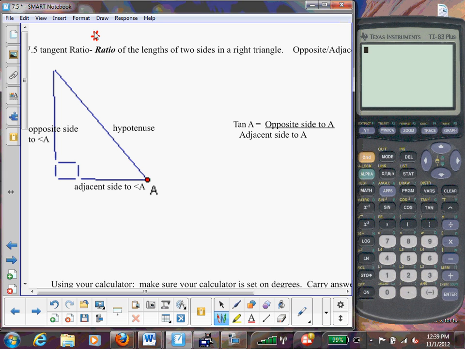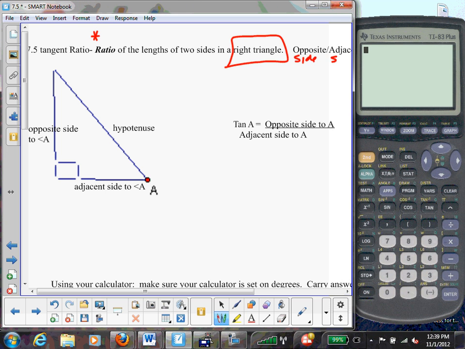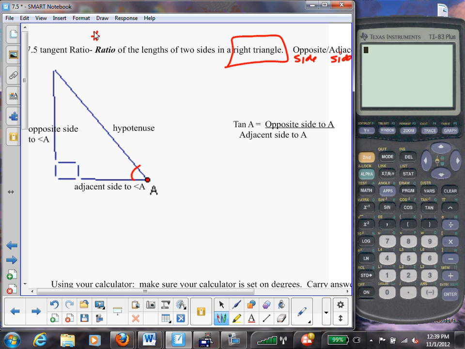It's the ratio of the lengths of two sides in a right triangle. This is really important. This year we're dealing with a right triangle, and that's when we can use the tangent. It is the opposite side over the adjacent side. Okay, so let's look at the triangle that I have written up here. We clearly have an angle. We're going to have angle A. This is the one that I'm working off of, not this angle up here. We're working with angle A.